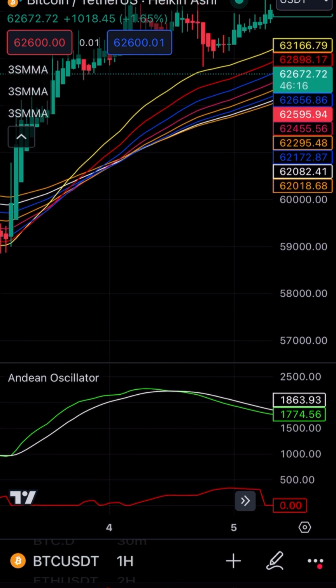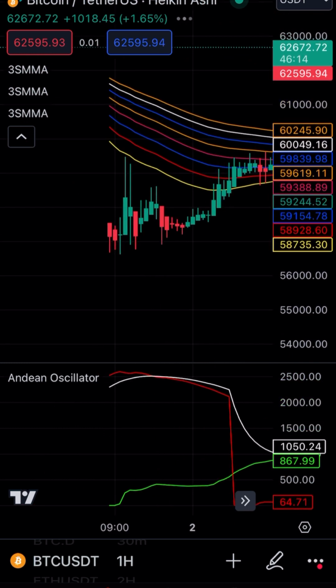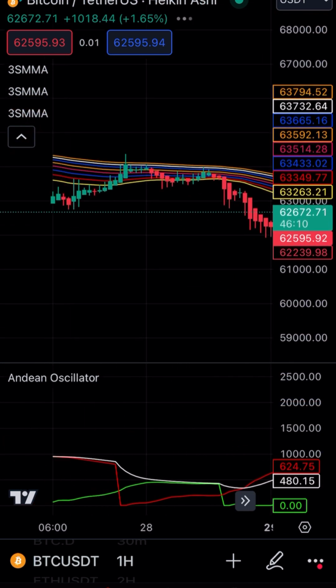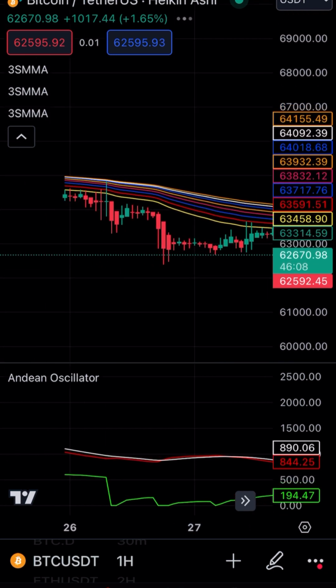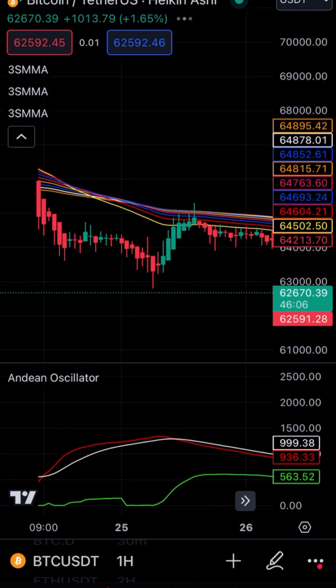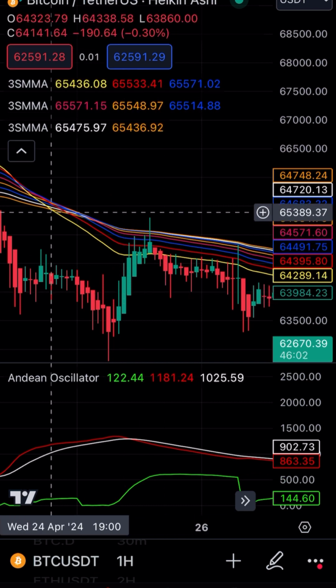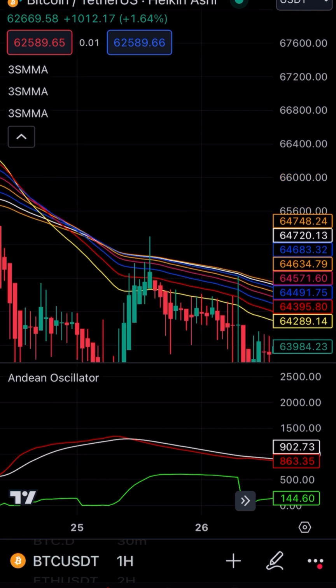So let's just look at a couple other scenarios here to see how effective this is and why it's such a popular strategy. So what we want to look for is a cross between the 20-55. That's the first thing you want to look for. Right here we see a cross with the 20-55. So this is the start of a downtrend.